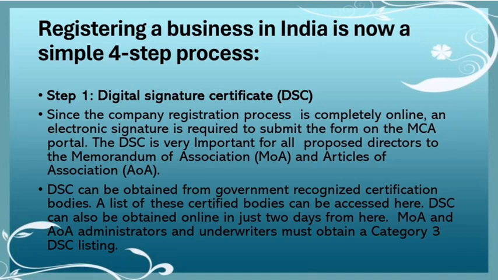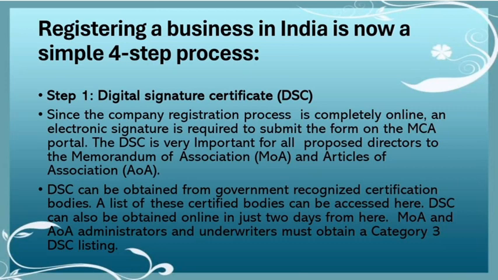The first step is the Digital Signature Certificate, DSC. What is DSC? DSC means Digital Signature Certificate. Since the company registration process is completely online, an electronic signature is required to submit the form on the MCA portal. The DSC is very important for all proposed directors to sign the Memorandum of Association and Articles of Association.